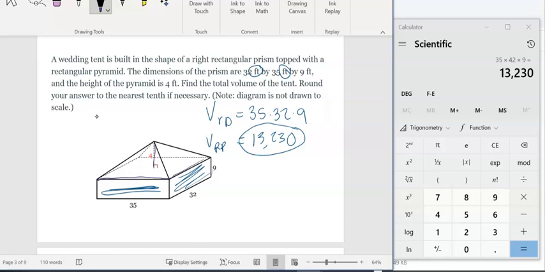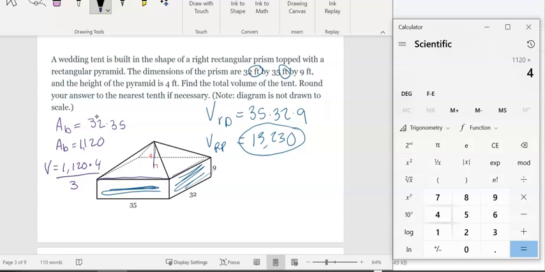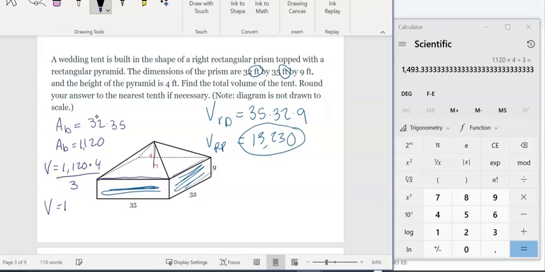So the area of the base is going to equal 32 times 35 because it's a rectangle. So 32 times 35, the base is equal to 1,120. Okay, so then the volume is going to equal 1,120 times the height of 4, divided by 3. I get the volume is 1,493.3. That's the volume of the pyramid.